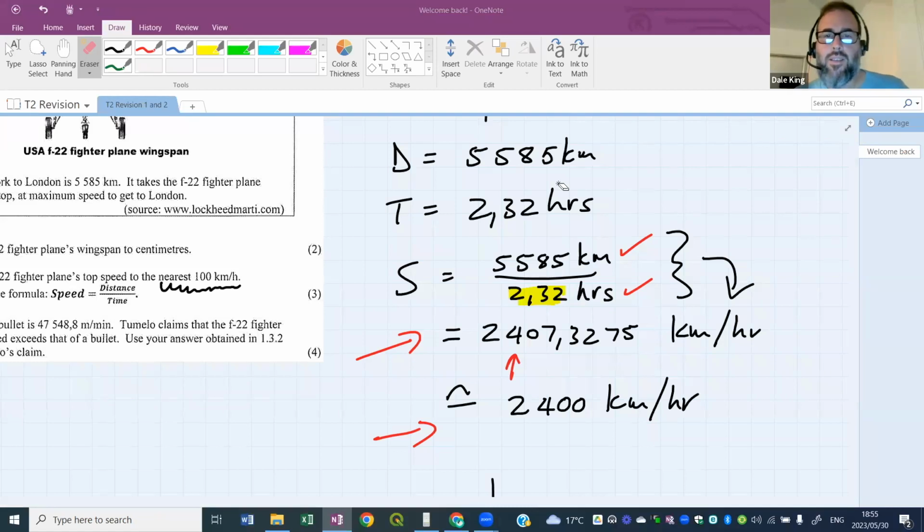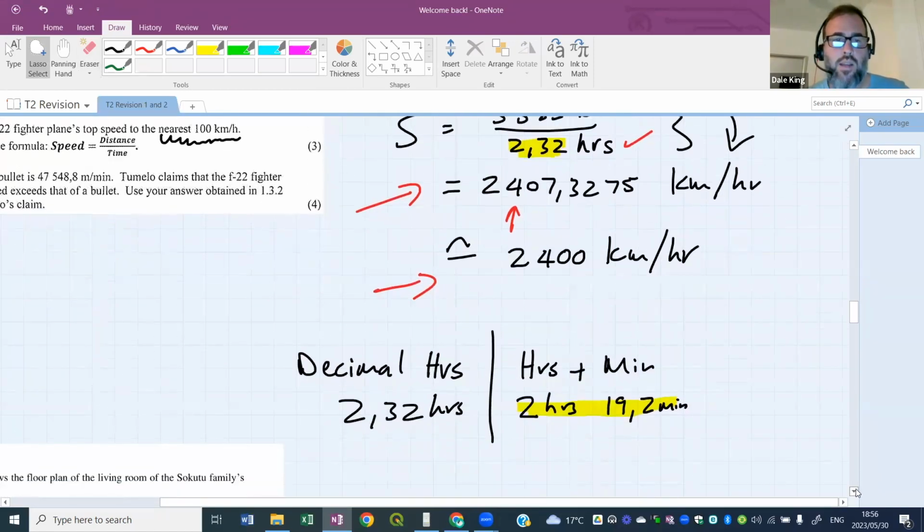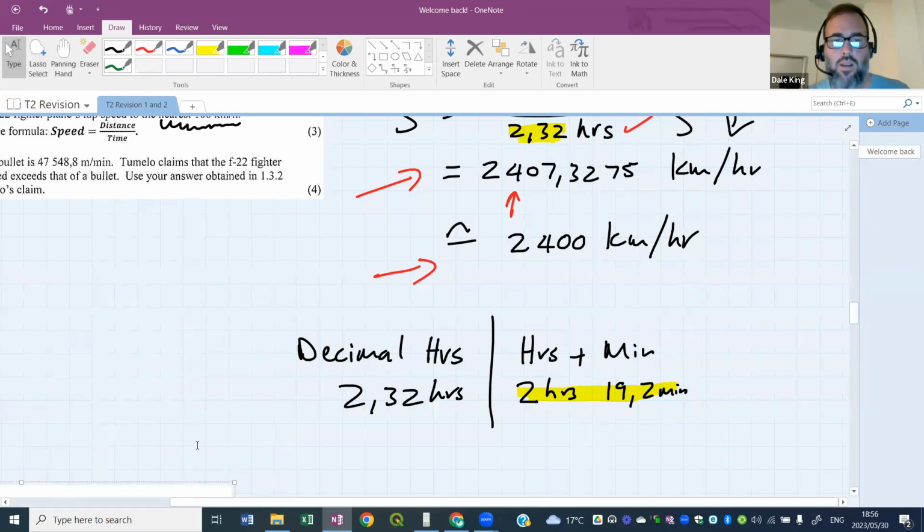Teacher Dale, I don't know if maybe you want to explain how you got the 19,2 from the 2,32 hours. I typed it in chat, but I don't know if maybe it will be better with voice. Okay, let's go back to this because I know the matrics also struggle with this. They forget to do this all the time. If you feel like that, please don't worry. The matrics also forget to do this.